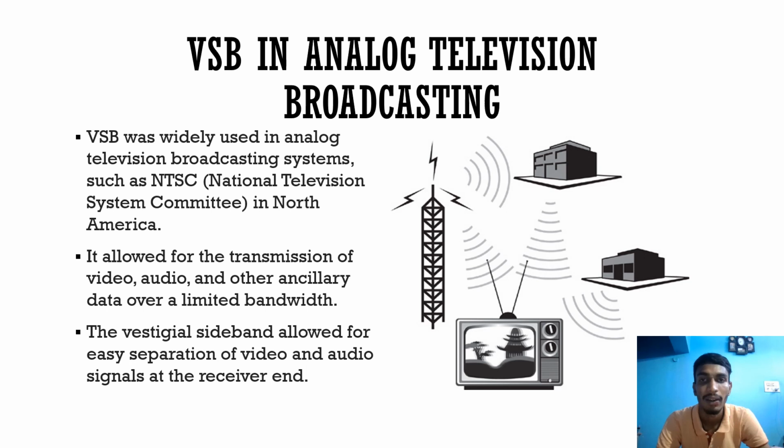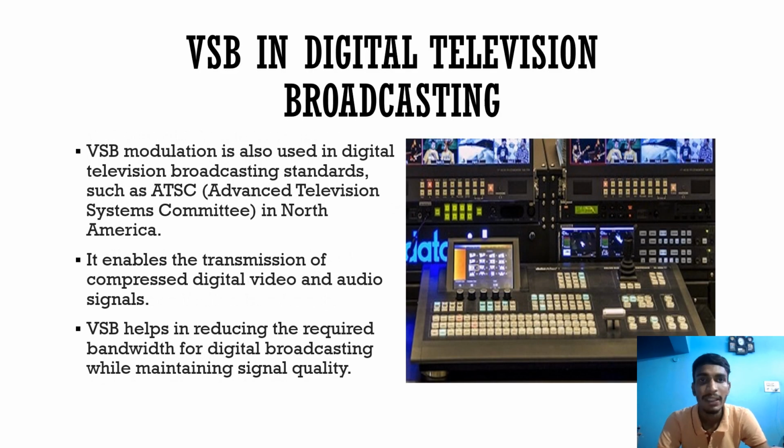VSB in analog television broadcasting. VSB was widely used in analog television broadcasting systems such as NTSC, National Television System Committee, in North America. It allowed for the transmission of video, audio, and other ancillary data over a limited bandwidth. The vestigial sideband allowed for easy separation of video and audio signals at the receiver end.